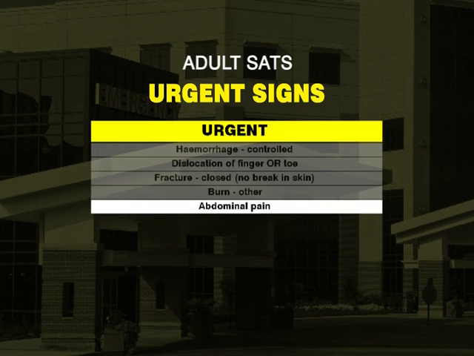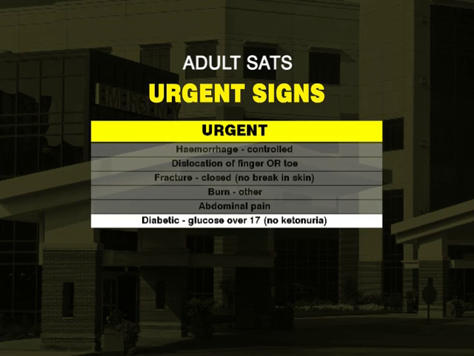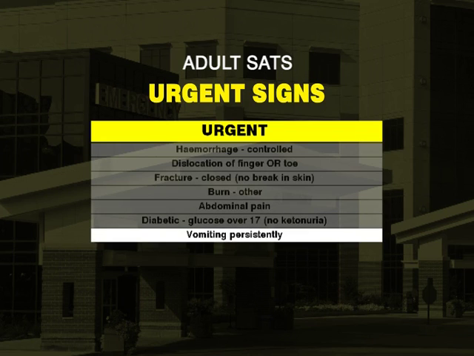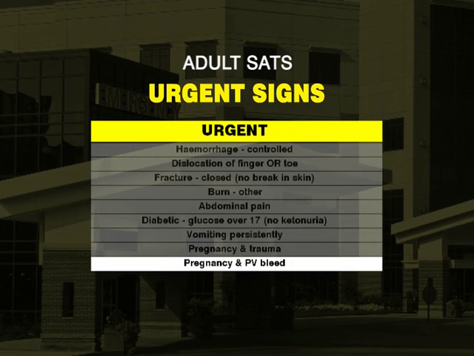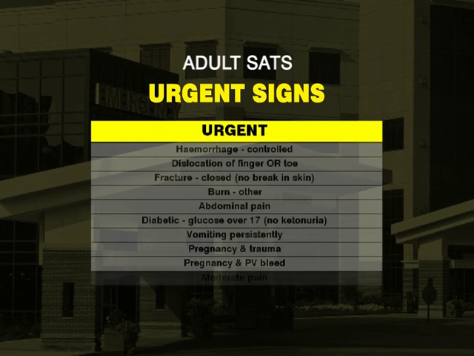Abdominal pain. Diabetic with a glucose over 17 but no ketones in the urine. Vomiting persistently. What is persistently? This would refer to a patient vomiting in the triage area or in the waiting room. Pregnancy and trauma. Pregnancy and PV bleed. And lastly, moderate pain.